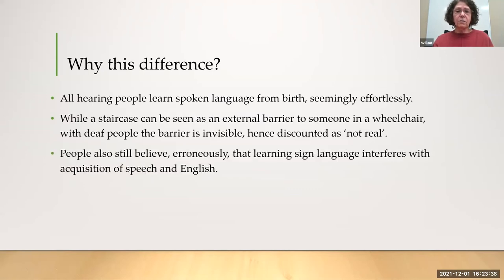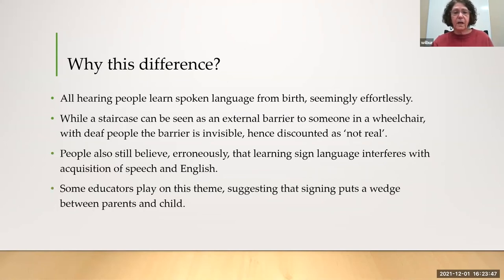Okay, so people also still believe erroneously that sign language interferes with the acquisition of speech in English. Some educators play on this theme, suggesting that signing puts a wedge between parents and child.